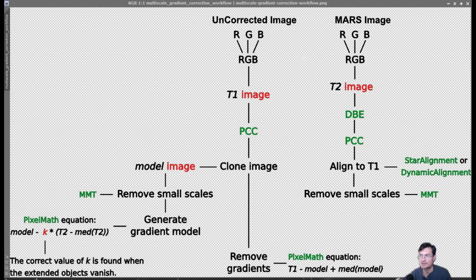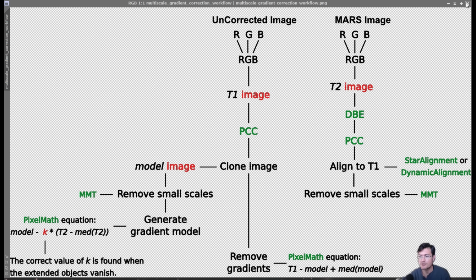And that process was something like this. You had your uncorrected image, your MARS reference image. You end up removing the small scale structures from the reference image and from the main image, and then you can actually get a gradient model, and then you can subtract it right when it's completely done.